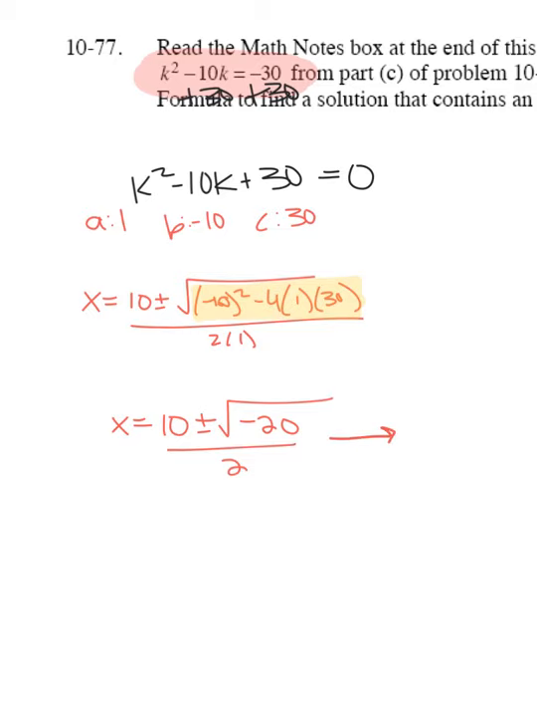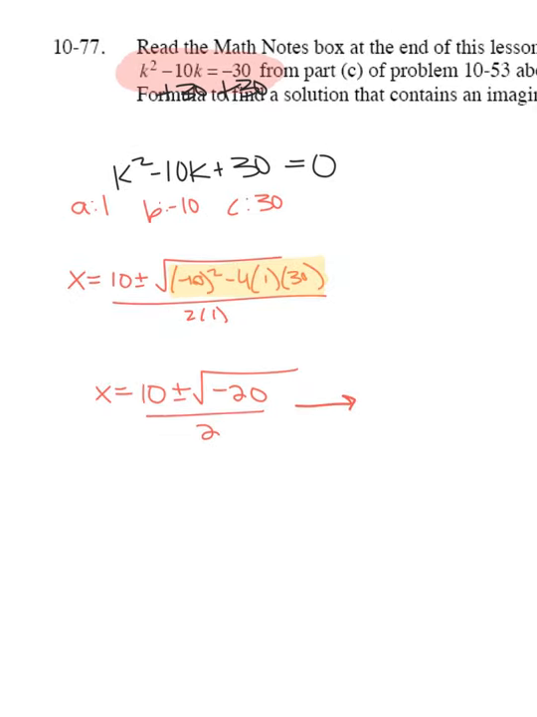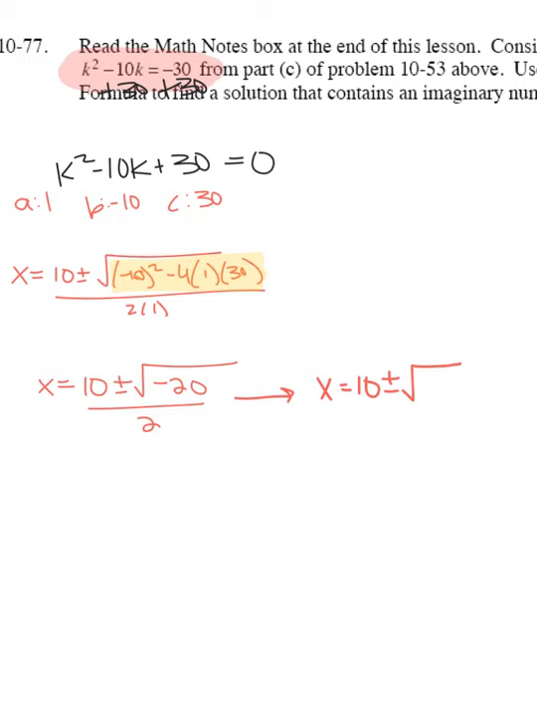Your first step, if you want to leave this as an exact solution, is to just change it from the square root of negative 20 to making it the square root of 20 and putting an i for imaginary with it, all over 2. This is called an exact answer. We have done no rounding. If your textbook or a test ever asks you for an exact solution, this is it.